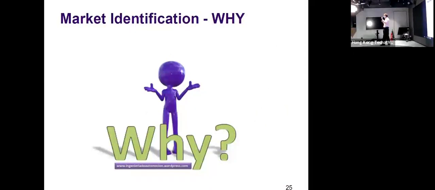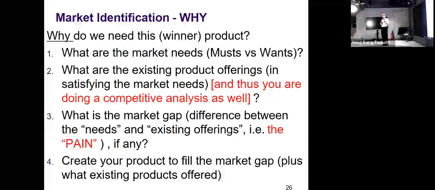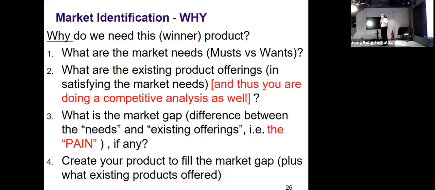Why? Okay, so let's start with the first step, why. Ask yourself, why do we need this problem? What is the market needs, the wants, and the must? What are the existing product offers to satisfy the market needs? Now, if you do that, that means you are doing a competitive analysis.